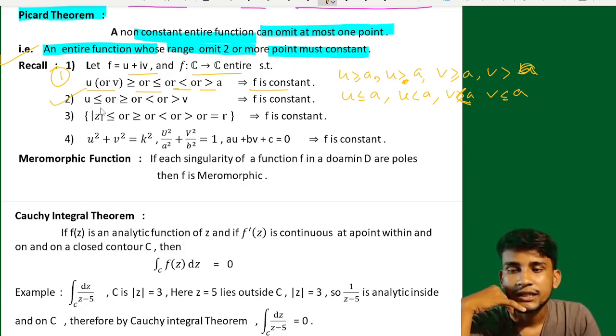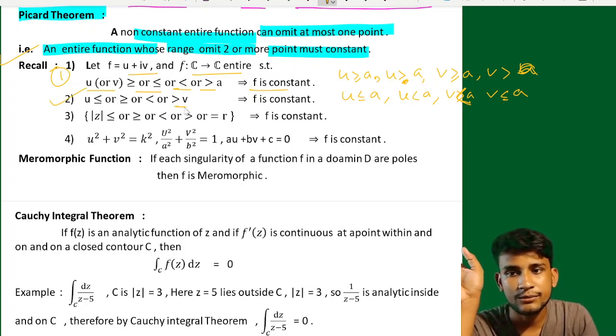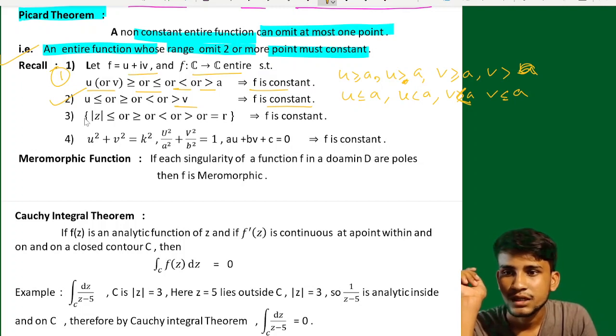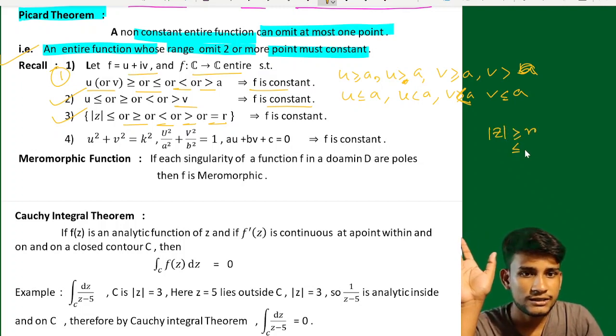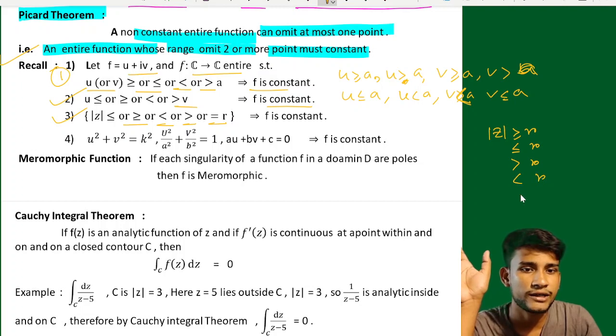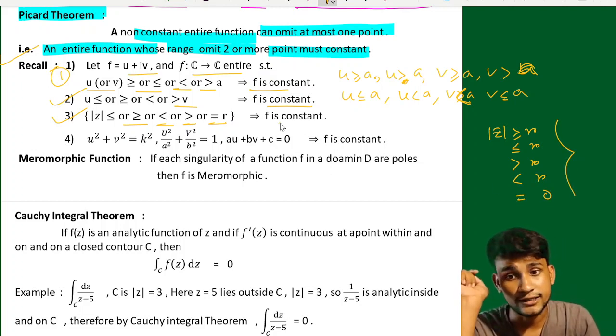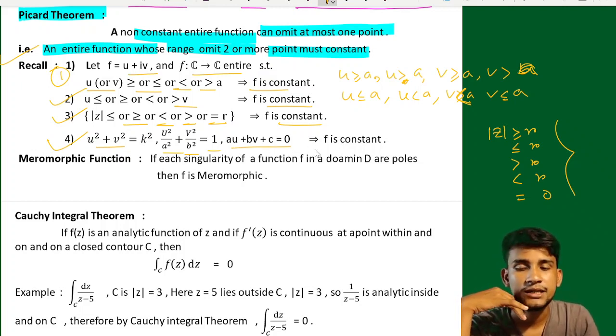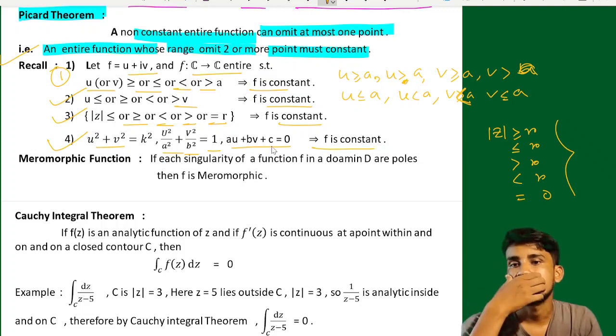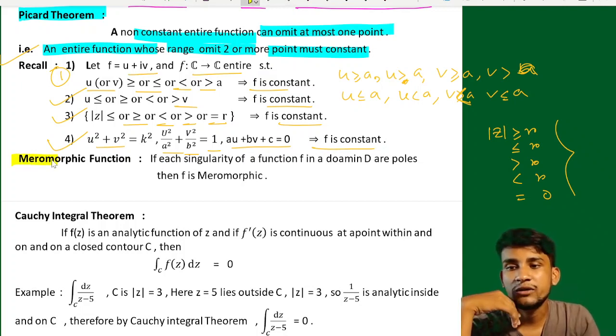Number 2: u less than or equal to, greater than or equal to, less than, or greater than v, then f must be constant. Here also 4 conditions are given. Now, |f(z)| less than or equal to, greater than or equal to, less than, greater than, or equal to r: there are 5 conditions included in this option, then f must be constant. And 4: u squared plus v squared equals k squared, or u squared by a squared plus v squared by b squared equals 1, or au plus bv plus c equals 0; in that case also f must be constant.